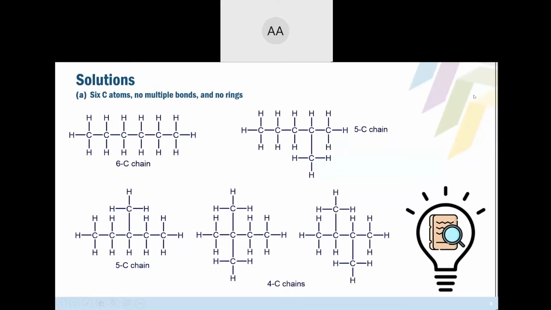Solutions for A, 6 carbon atoms, no multiple bonds and no rings. So that you can see that we've got both a 6 carbon straight chain, then we've got a 5 carbon chain with a 1 carbon methyl branch. We've got a 5 carbon chain with a branch on a different central carbon atom. We've got a 4 carbon chain, 2 options there with branches on different carbon numbers in the straight chain. Well done to those of you who were able to come up with those solutions.